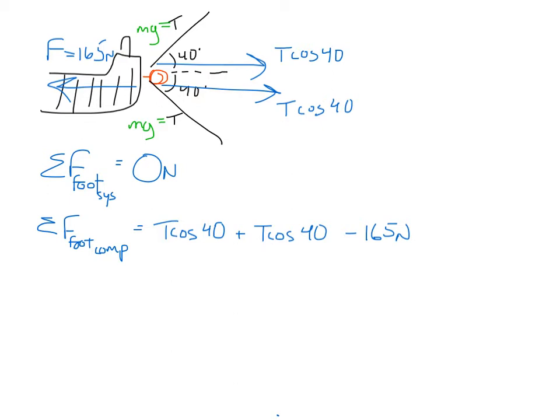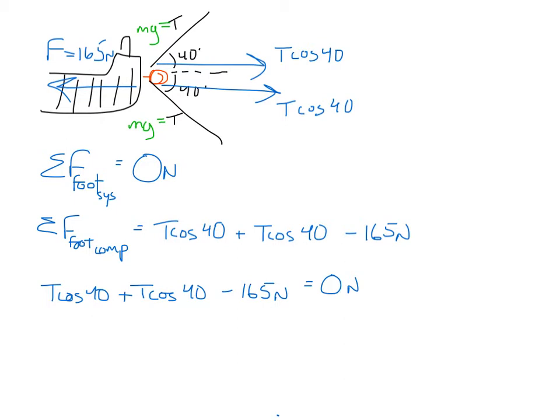All right? Once again, since both of these statements are equal, then that means we can say that T cosine 40 plus T cosine 40 minus 165 newtons has to equal 0. Again, why is that? Because we don't want the foot to actually move anywhere. We just want all the forces on the foot to create tension in the foot so that it will heal.